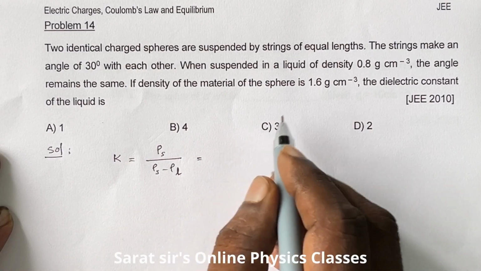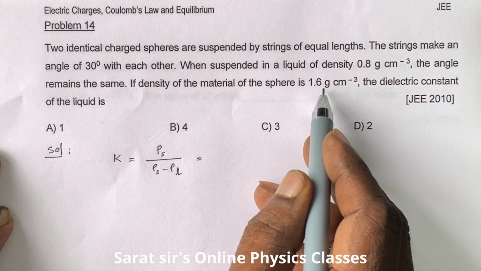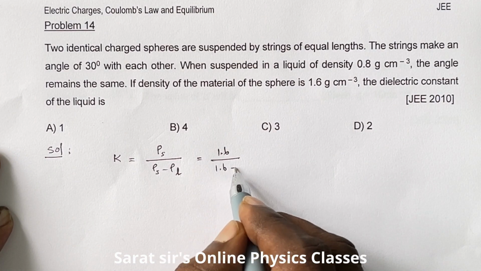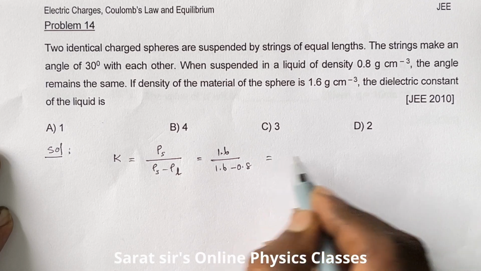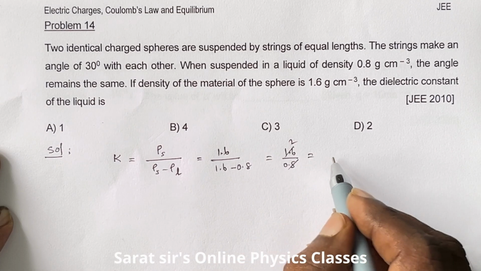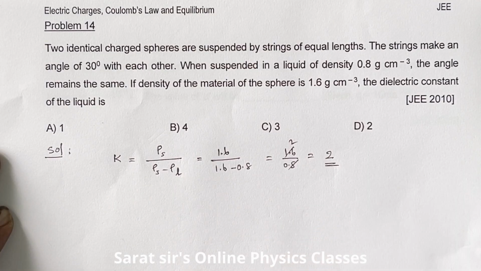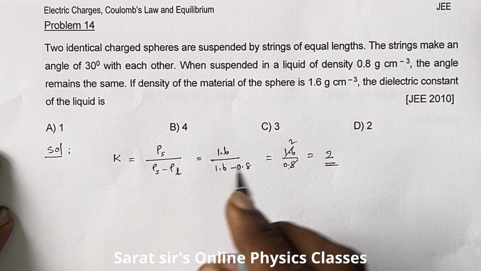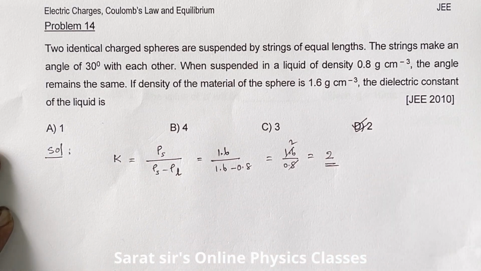So this solid sphere density is 1.6 by 1.6 minus 0.8. So we get 1.6 by 0.8. 8 ones, 8 twos are 16. So 2 is the answer. Like this, if you know the concept and remember the shortcut, within a fraction of time you can solve the problem. So here in this problem, option D is the correct option.